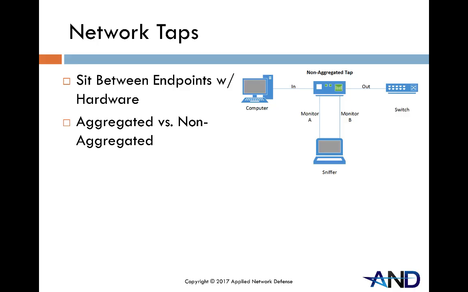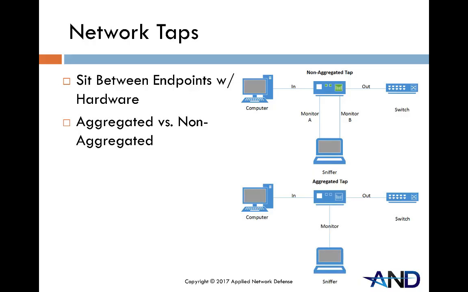To monitor that, we would connect two cables and plug those both into the sniffer. So to monitor both inbound and outbound traffic, our sniffer would need two network interfaces that it could connect to monitor A and monitor B. We'll say monitor A is all inbound traffic and monitor B is all outbound traffic from the tap. That's what we're talking about when we say non-aggregated. Non-aggregated taps are usually quite a bit cheaper because they're much simpler devices since they don't have to do the bonding of traffic. So you can acquire these quite cheaply.